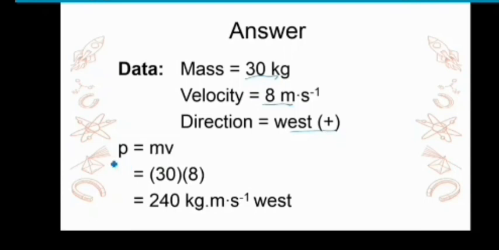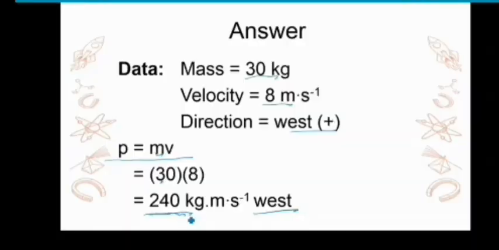And then we substitute into our momentum equation. Momentum is equal to mass times velocity. If we substitute our mass as 30 kilograms and our velocity as 8 meters per second, our answer is 240 kilogram meters per second west. Remember, we said momentum is a vector quantity. So when we give the magnitude, it must also be accompanied by the direction.